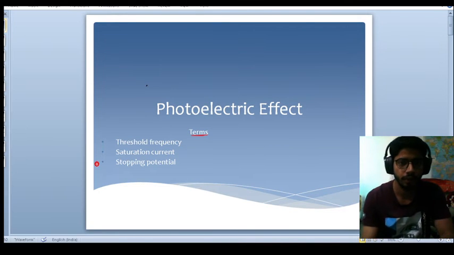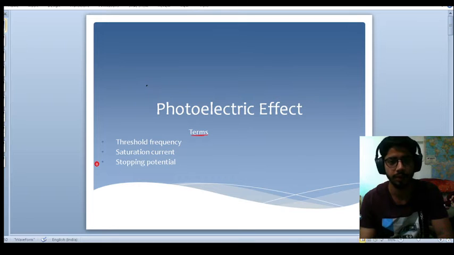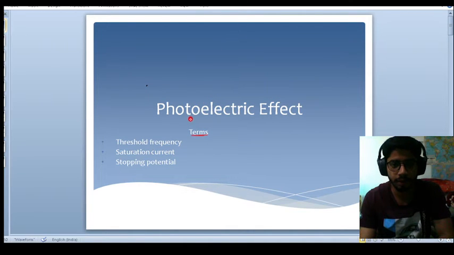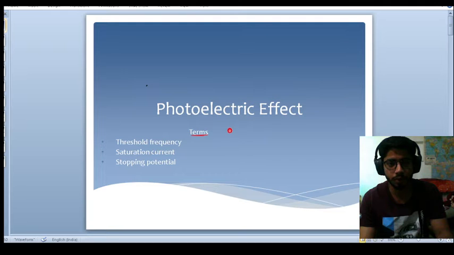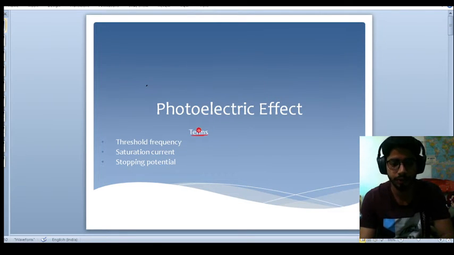In today's lecture, we are going to discuss the photoelectric effect. As the name suggests, photo means light, and electricity we all know. Basically, we are going to observe the light-electric effect due to the photons that we incident upon a metallic surface. The following terms we are going to discuss in this lecture: threshold frequency, saturation current, stopping potential.